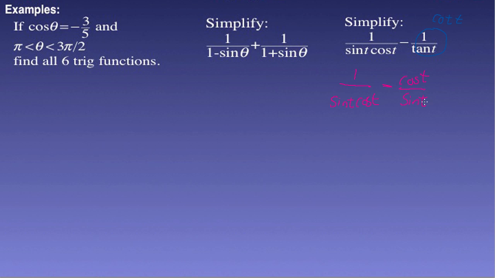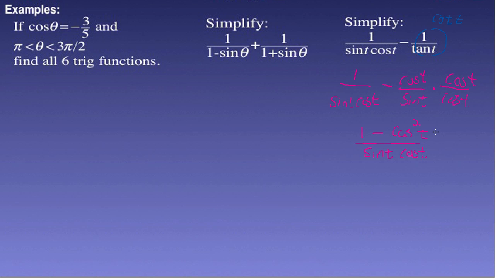So again, the strategy is get everything in terms of sines and cosines. 1 over tangent is the same thing as cotangent. Cotangent is the same thing as cosine over sine. Now I need a common denominator. Both denominators have a sine, but I need a cosine in this second fraction, so I'm going to multiply by cosine t over cosine t. My common denominator is now sine t cosine t. My numerator is 1 minus cosine squared t.